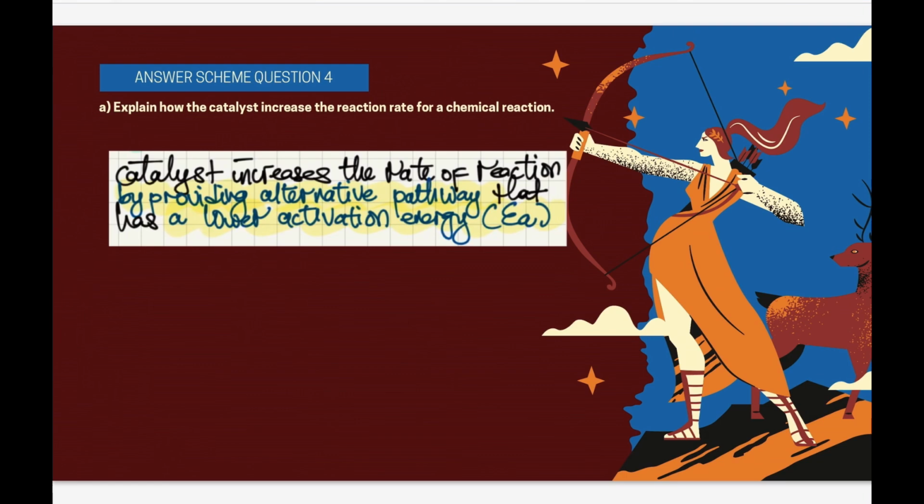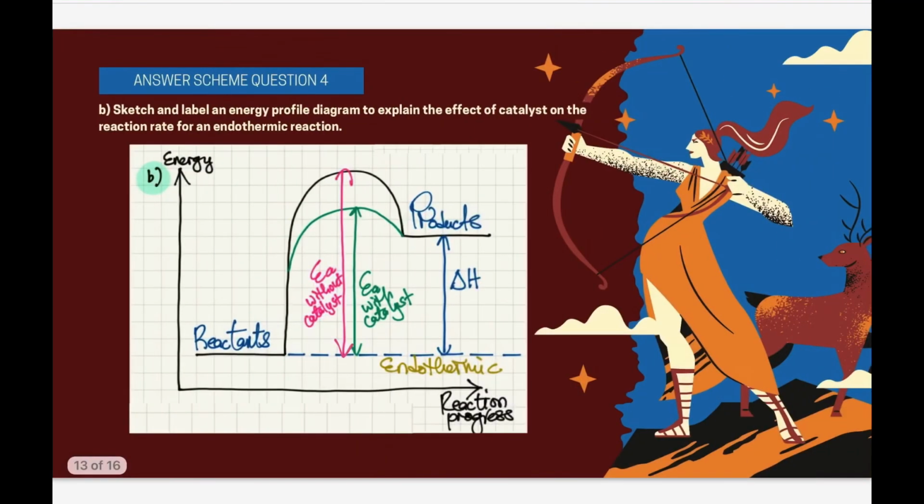Explain how the catalyst increase the rate of reaction for a chemical reaction. So basically seperti yang saya sudah bagi tahu tadi, dia punya keyword adalah provide alternative pathway with low activation energy. Okay. And then sketch and label energy profile diagram to explain the effect of catalyst.